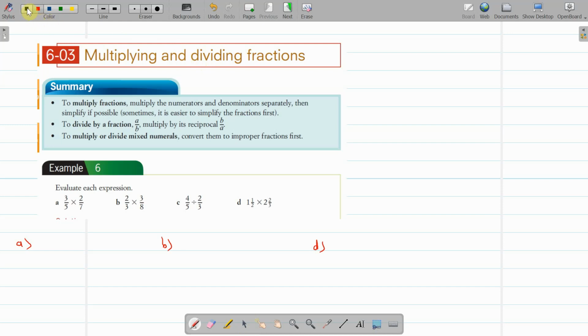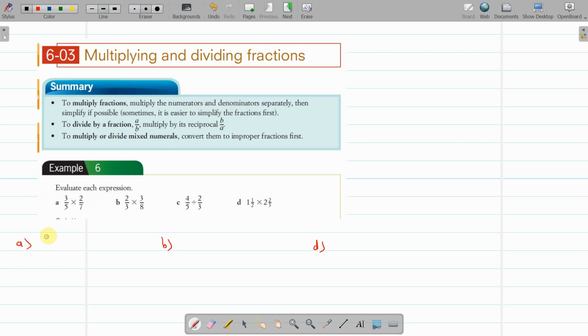So let's deal with a few examples here, but firstly it gives us some idea of what to do in the summary box, but also you've done this before last year. So firstly, to multiply fractions, multiply the numerators and the denominators separately.